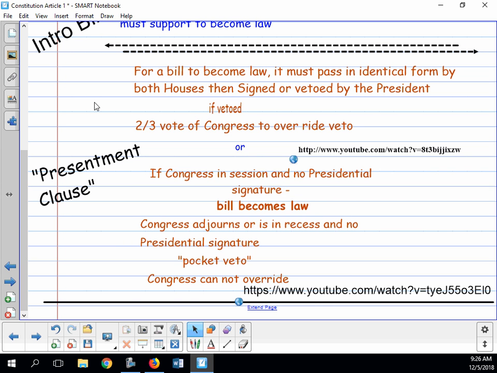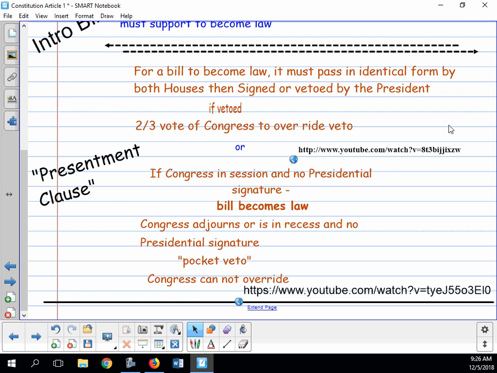Okay, if Congress adjourns or is in recess and no presidential signature, then it becomes what's known as a pocket veto. And the Congress cannot override. They have left, that's what it means, Congress adjourns, they've gone. Like right now, because if it's the Christmas holiday, Congress is out. They have adjourned for the year. And so if they had sent to the president a bill and he didn't want to sign it, then it's done. It's impossible to override. And if they want to try to make it a law, they have to re-present it at some other time. But at this point, this is what is known as the presentment clause.